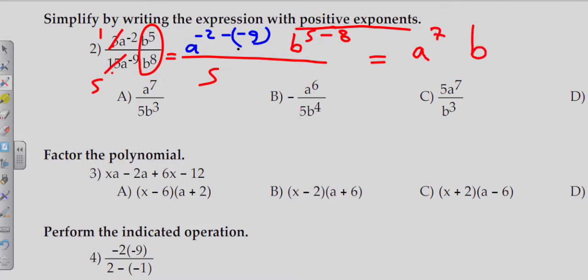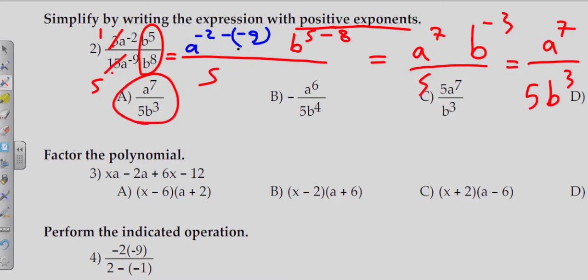But the B, 5 minus 8 will be minus 3. This B power minus 3 will come down to become B power 3, and you still have A power 7 here, and the 5. So this will be the final answer. Okay? And it is obviously answer number A: A power 7 divided by 5 B power 3. See what happens? This is a question that comes a lot in quizzes. But let's look at the next question.